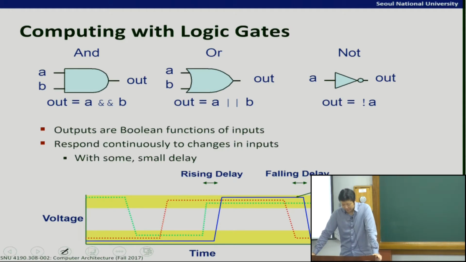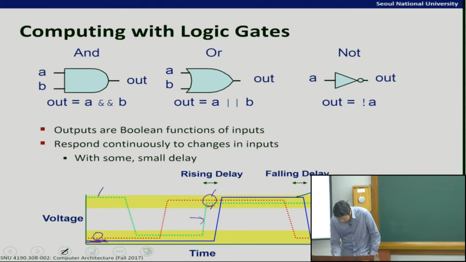And the output responds continuously to the change in inputs, of course with a little bit of delay. If you see this example waveform, let's say initially there are two signals, A and B. Let's say green is B and red is A. Initially the value of B is 1 and the value of A is 0, right? If it's an AND gate, the output will be this solid line, which will be 0. But the inputs change, and eventually at this point both inputs become 1, then the output also becomes 1 after a little bit of delay.